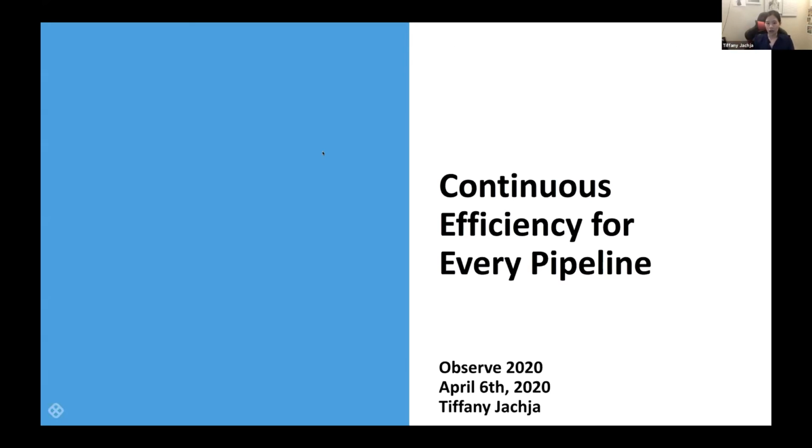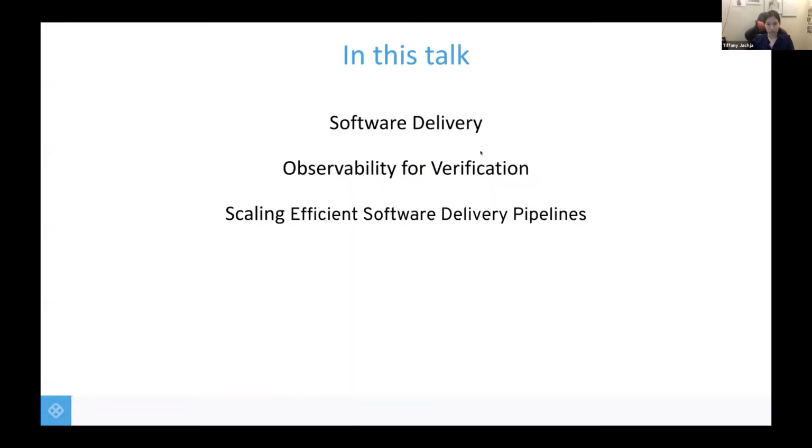And so there's three parts to this talk. We're going to talk about software delivery, kind of define it. What are the phases of it? Then we're going to discuss observability for verifying our deployments and getting to production. And also scaling and really sustaining effective and efficient software delivery pipelines. And at the end, we'll have a QA session, so feel free to save your questions or ask them along the way, and we'll address those towards the end.